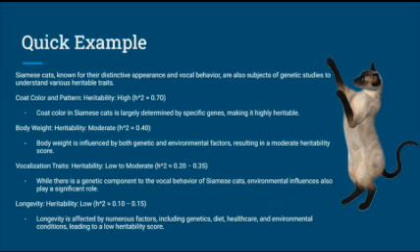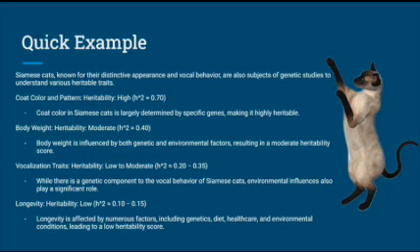A quick example. For my example, I'm using Siamese cats to show heritability in action. Siamese cats, known for their distinctive appearance and vocal behavior, are also subjects of genetic studies to understand various heritable traits. Coat color and pattern. Heritability is high, 0.70. Coat color in Siamese cats is largely determined by specific genes, which makes it highly heritable.